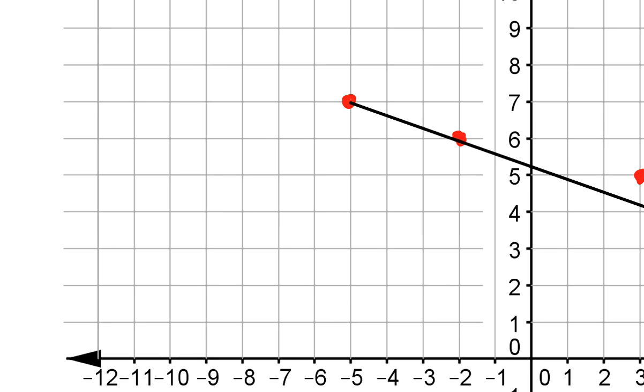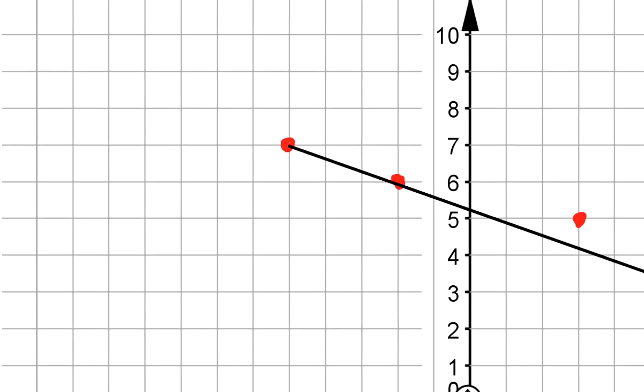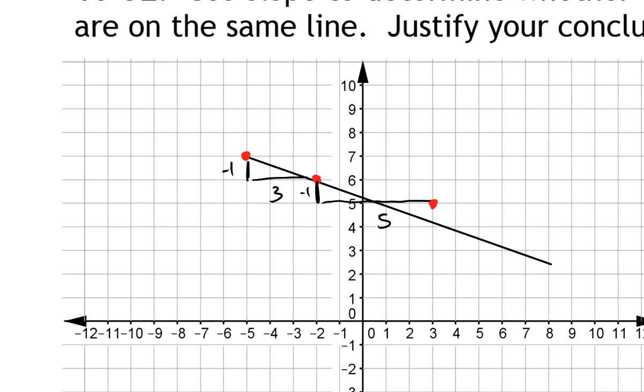Well, I can see this slope is down 1/3, so this has a slope of -1/3. This other one has a slope of down 1, 2, 3, 4, 5. So I have a slope of -1/5 and a slope of -1/3. Now, certainly, if they were on the same line, they would have to have the same slope. They couldn't have different slopes, and that's not the case here.